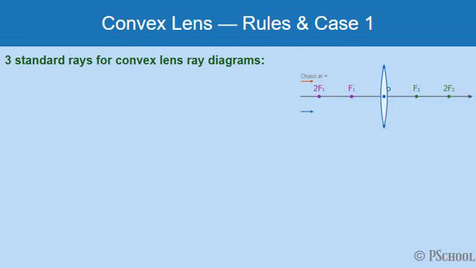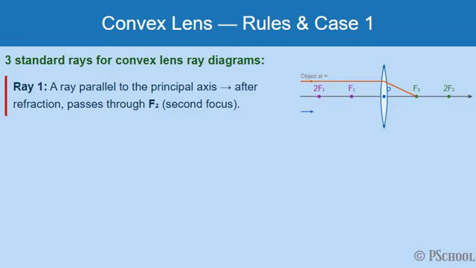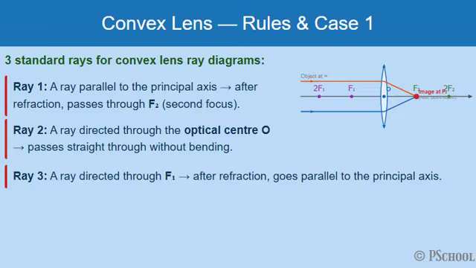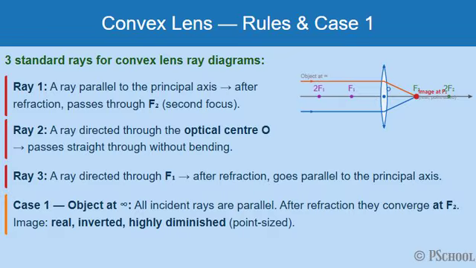To draw ray diagrams for a convex lens, we use three standard rays. Ray 1, a ray parallel to the principal axis. After refraction, it passes through f2, the second focus, on the right side of the lens. Ray 2, a ray directed toward the optical center O, passes straight through without any bending. Ray 3, a ray directed toward f1, after refraction, it goes parallel to the principal axis.